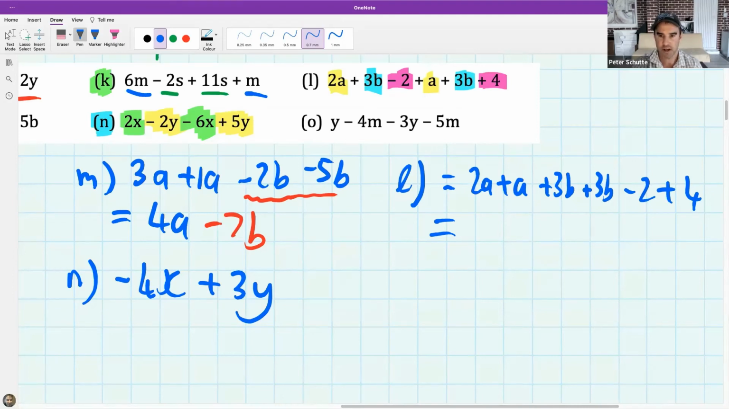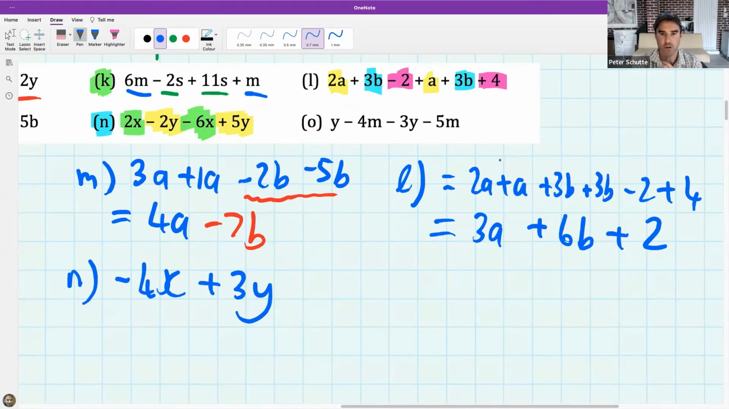And so what am I going to do now? Well, I ask myself, what is 2A plus 1A? So 2A plus 1A is going to be 3A. What is 3B plus 3B? It's going to be 6B. And what is -2? So think of where you are on the number line, -2, and you add 4. So you go up by 2 to get to 0, and then you go up by 2 more. And so your final answer should be 3A plus 6B plus 2.